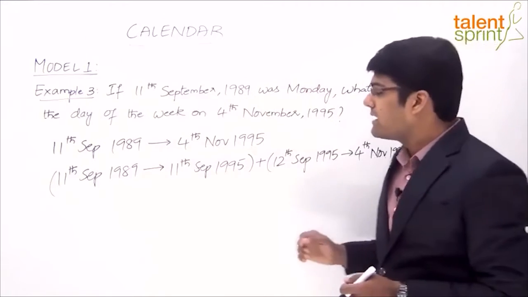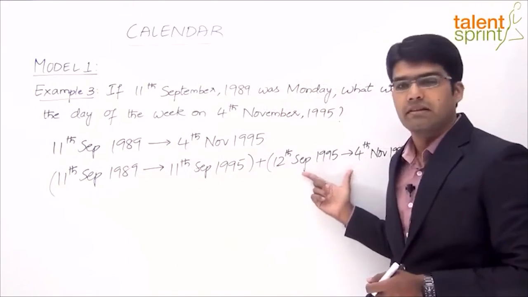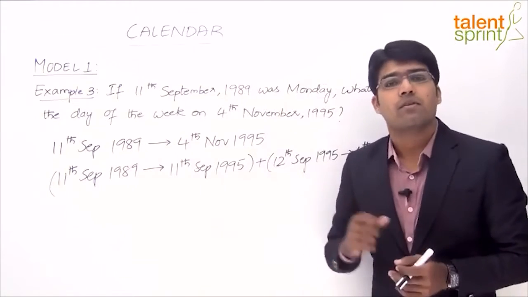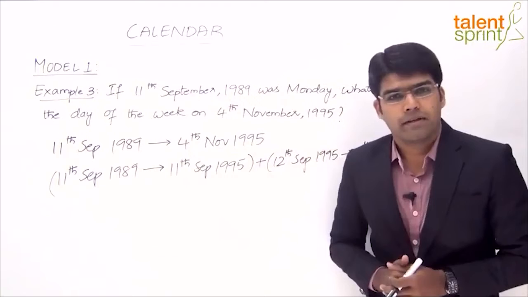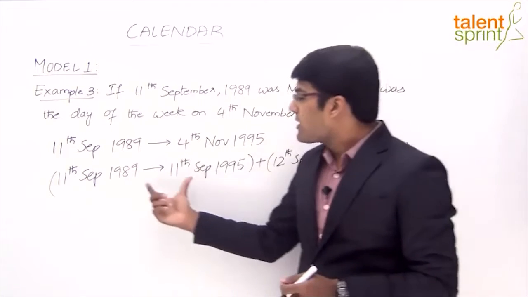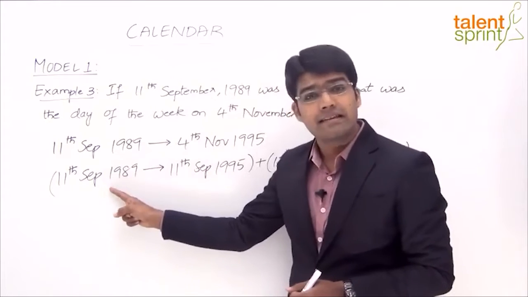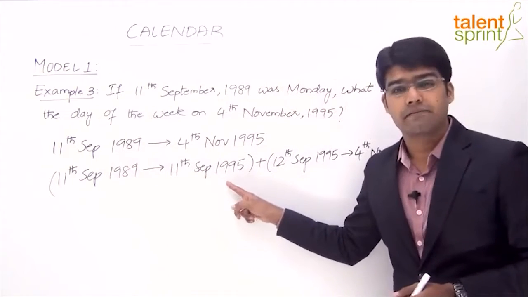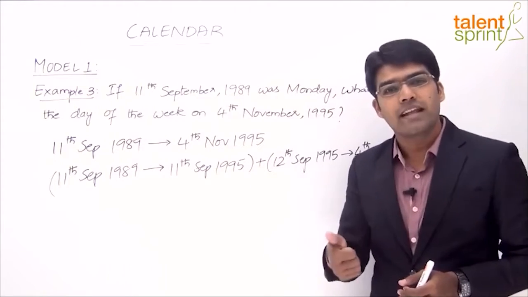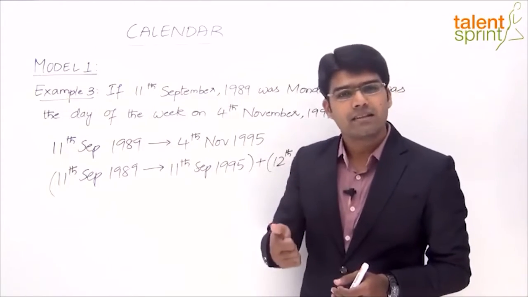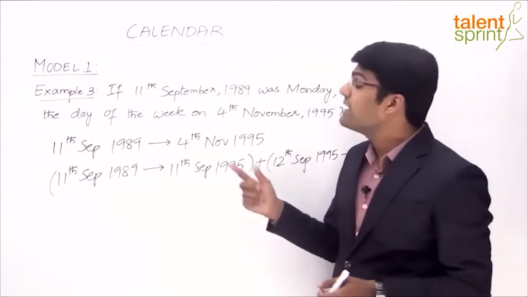So let us calculate the number of odd days for the first period and the number of odd days for the second period, and by adding these two we get the effective number of odd days for the required period. Now how do we calculate the number of odd days for the first period here? If you observe, 11 September 1989 to 11 September 1995 is a period of 6 years, right? 1989 to 90, 1990 to 91, 91 to 92, 92 to 93, 93 to 94, and 94 to 95.